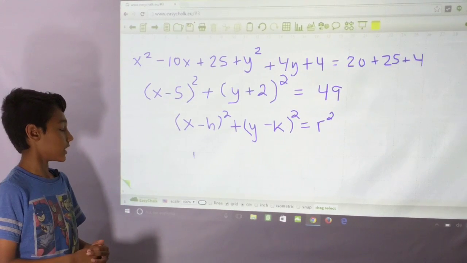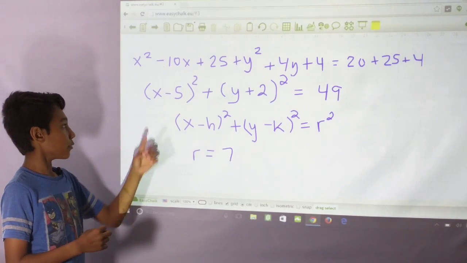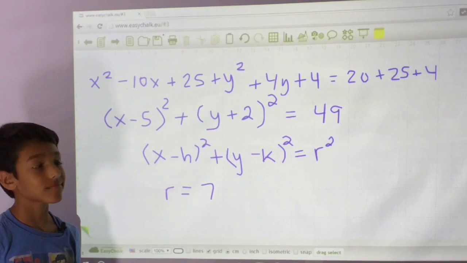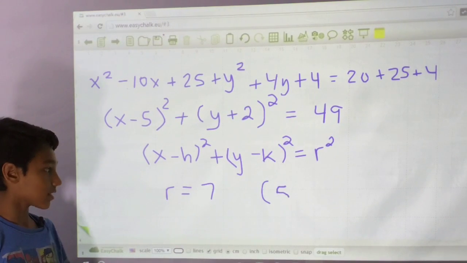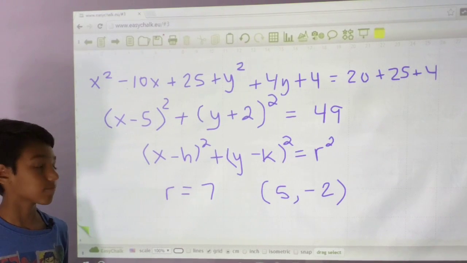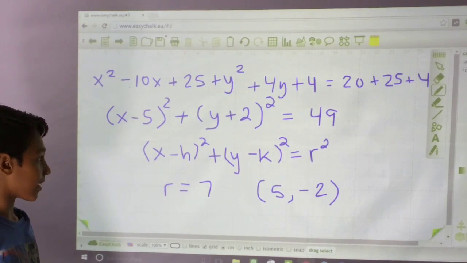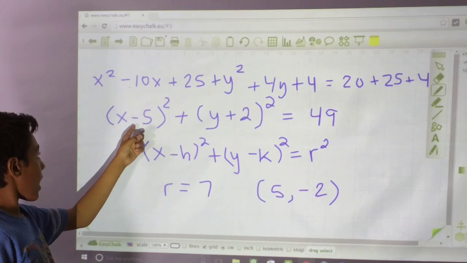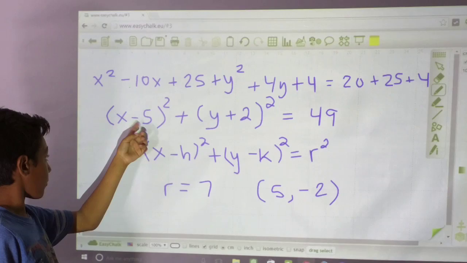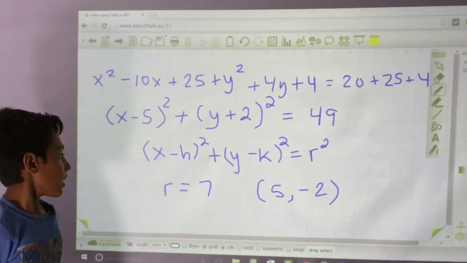And now we also have to find the center point. So r equals 7, and the center point is 5, negative 2. Now that we have the radius 7 and the center point 5, negative 2, we got that from here: 5, and if it's a negative, negative 2 here for h and k.